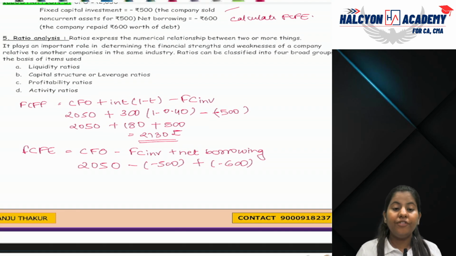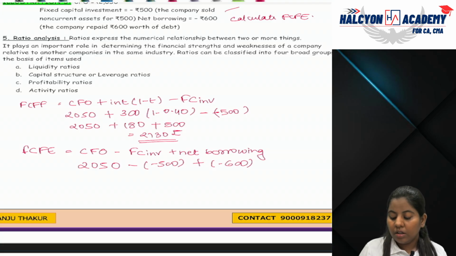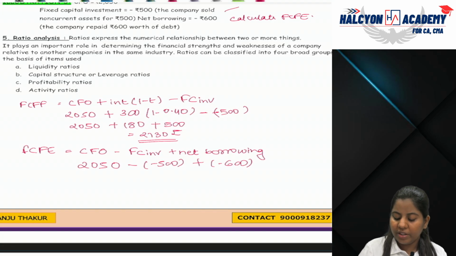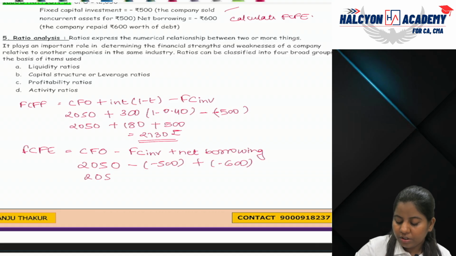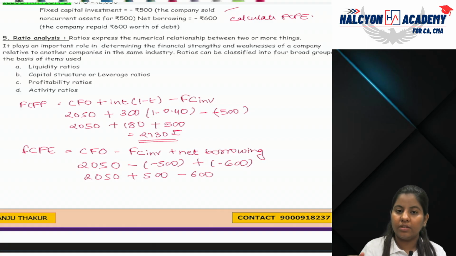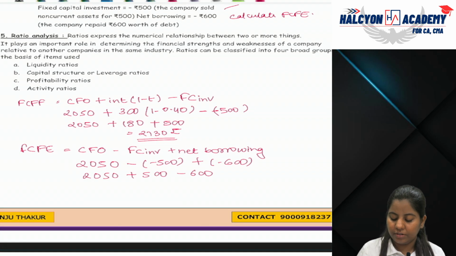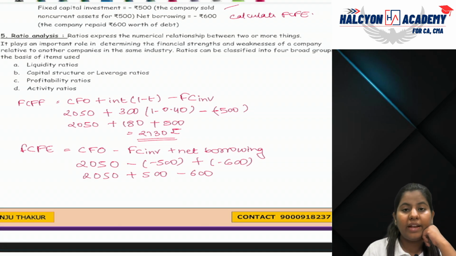If we are borrowing, we will add it. If we are repaying, we have to deduct it. So what will be the answer? 2050 plus 500 plus minus 600. Plus minus is minus, so it will be minus 600.